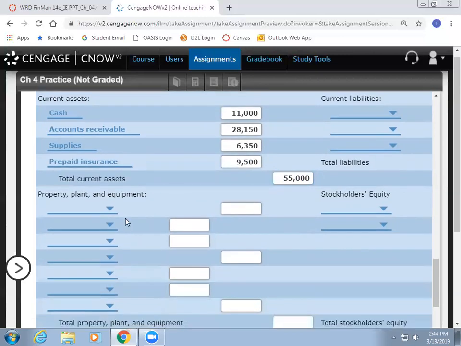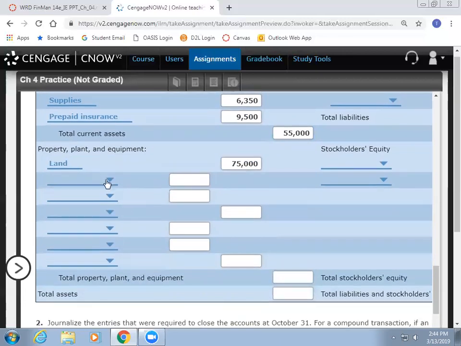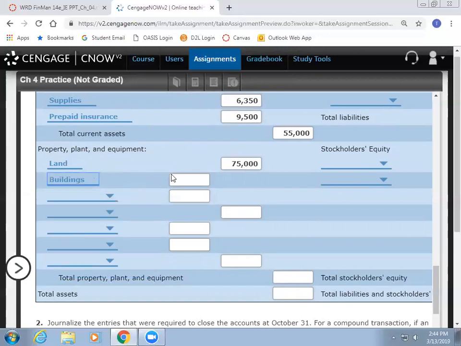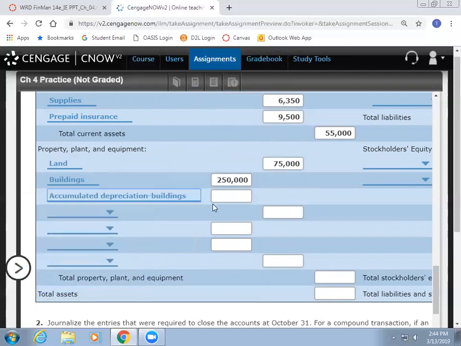And then I'm ready for property, plant, and equipment, which are, again, my fixed assets. So I start with land, and land is 75,000. Then I want to calculate my book value of my other fixed assets. So I start with buildings. Buildings has a cost of 250,000. And then I'm going to subtract out its accumulated depreciation, so minus 117,200.